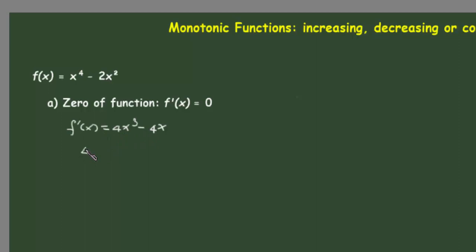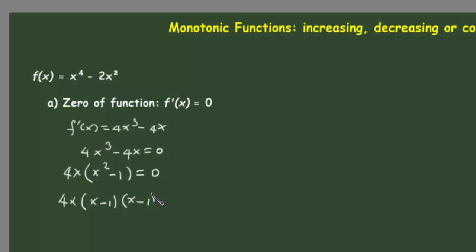So we now have 4x to the power 3 minus 4x equals 0. Here we will factor 4x, and what remains is x to the power 2 minus 1 equals 0. And this is a difference of squares. We know that it means we have 4x times x minus 1 times x plus 1 equals 0.